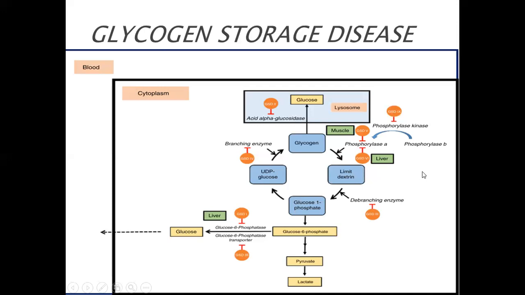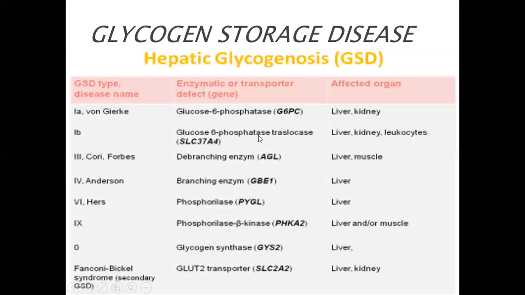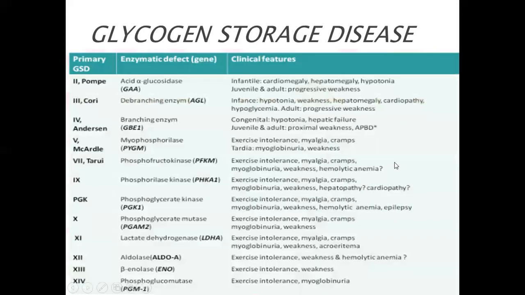And we have a lot. We have hepatic and muscular glycogenosis. Under hepatic, we have these conditions. For examination purposes, you need to memorize the enzymes, the affected organ, and the different types also. And for muscular glycogenosis, these are as follows. You need to familiarize yourself also with the different clinical features.